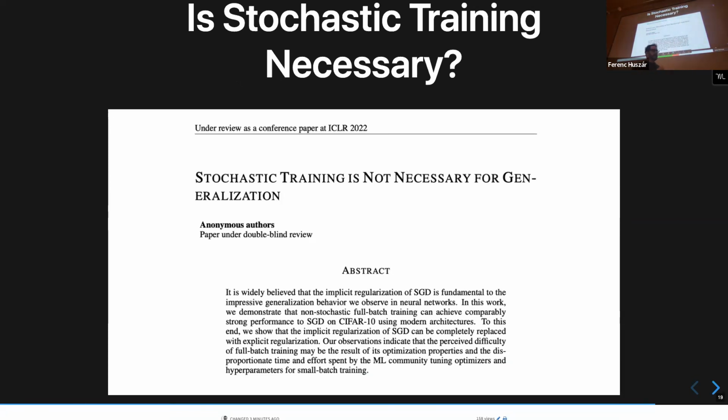Okay, so we have this connection between stochasticity in training and generalization. Is this necessary, or is it just a nice to have? Can we turn off the stochasticity and can neural networks still learn something? This is a paper that came out relatively recently, maybe a couple of months ago. I don't like the title, because I don't think it describes what the paper's details say, but it's a claim that stochastic training is not necessary for generalization.